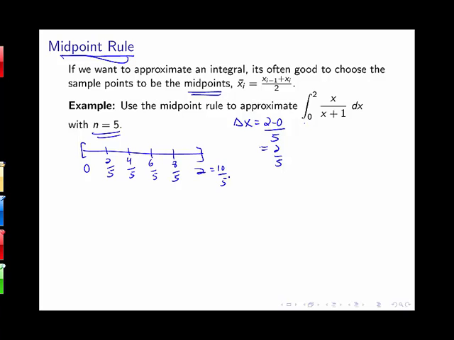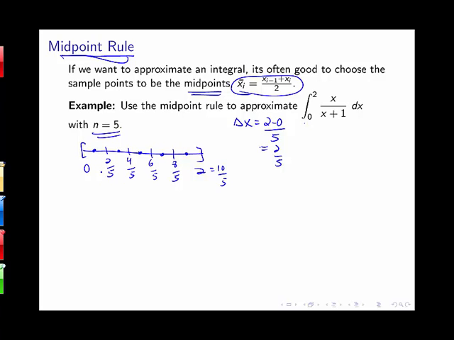Okay, so the midpoint rule says that our sample point that we're going to pick isn't going to be the left endpoint or the right endpoint, but it's going to be the midpoint of the interval. And we're going to use that midpoint plugged into our function to get the height of each one of our rectangles. So the formula for our midpoint is just the average of the two endpoints of the interval. So we add them together and divide by 2.